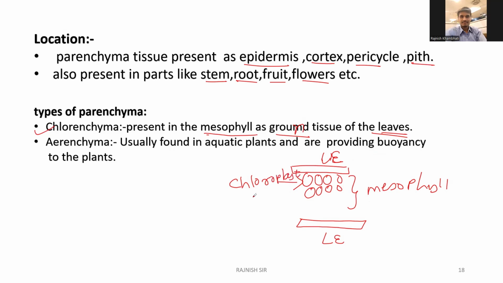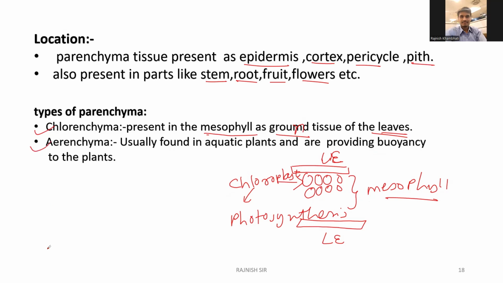They contain chloroplast, and so they are known as chlorenchyma. Simple: the parenchyma, when it contains chloroplast, is known as chlorenchyma, and when they have chloroplast, they will be doing photosynthesis. Clear? So what is mesophyll and what is chlorenchyma?